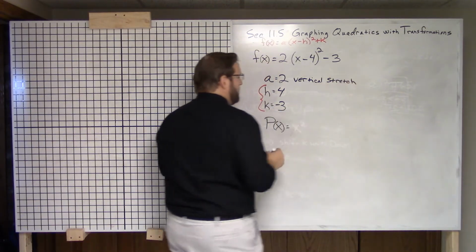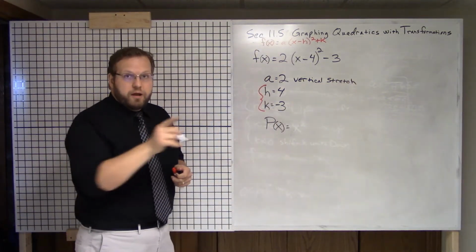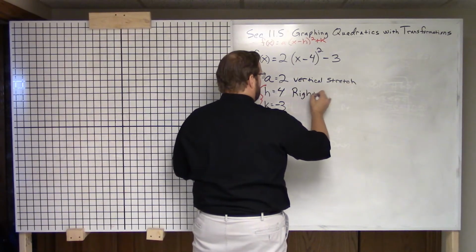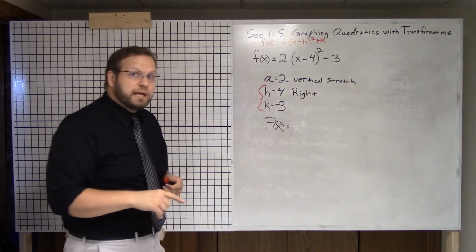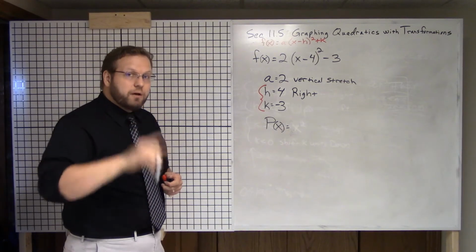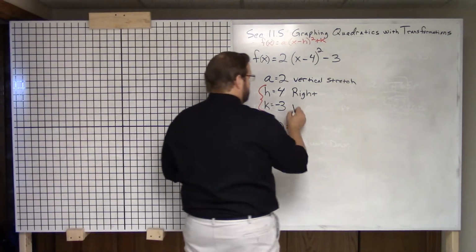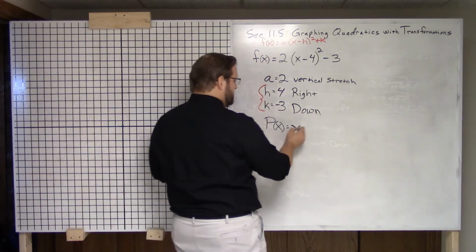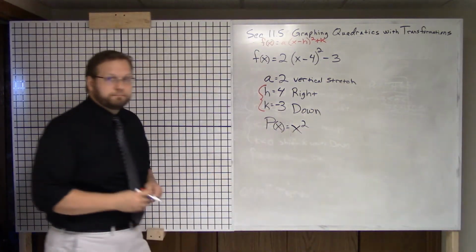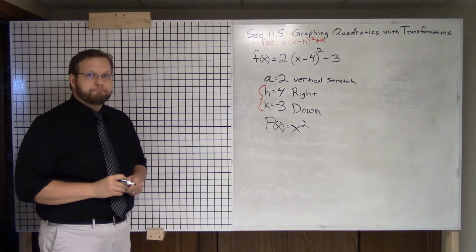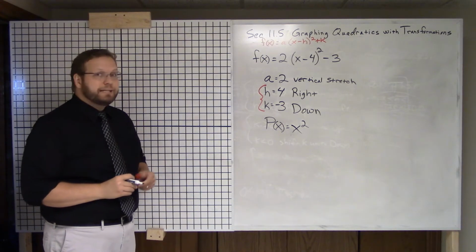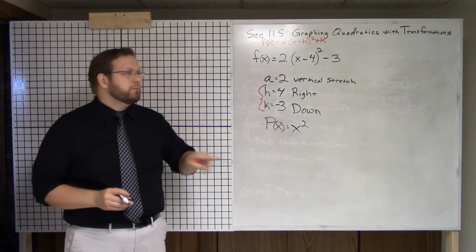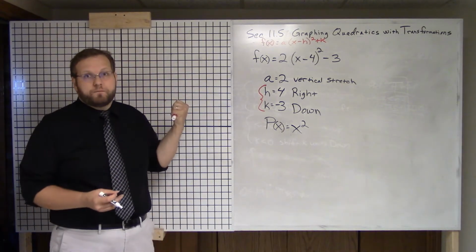H value goes left and right. When it's positive, we go right. K value is a negative. K value goes up and down. Down when it's negative. And the parent function is always x squared. Again, take your time with that. There's really no work. It's just all up here. But take your time with it, because if this is wrong, there's no hope for the graph.